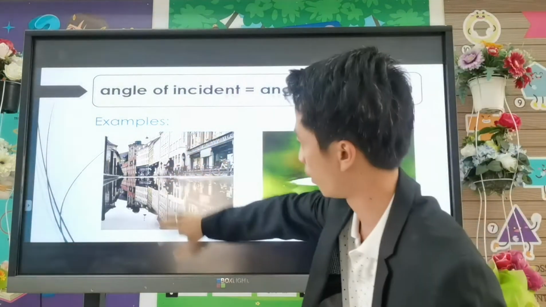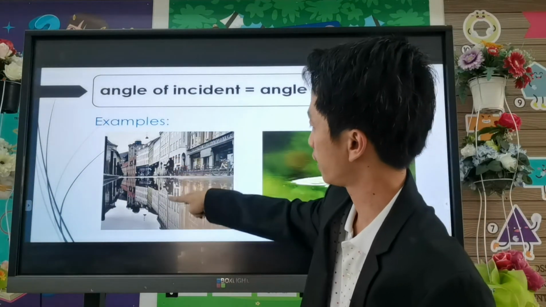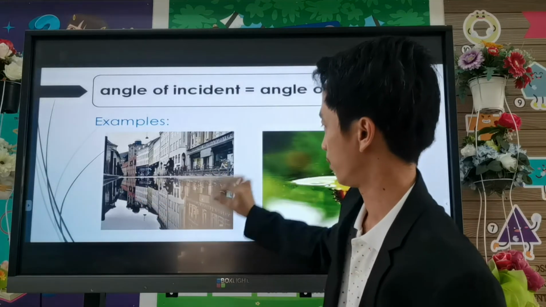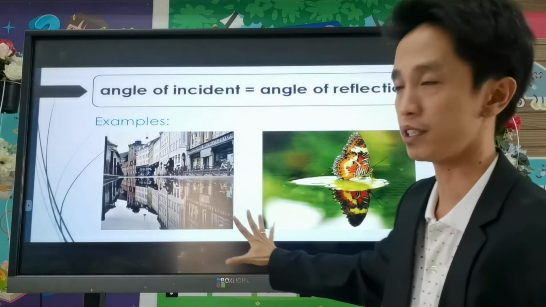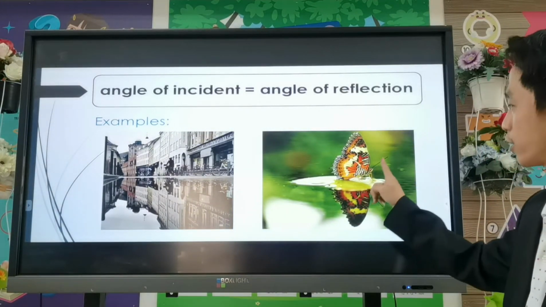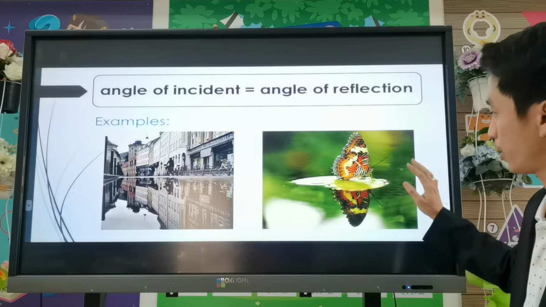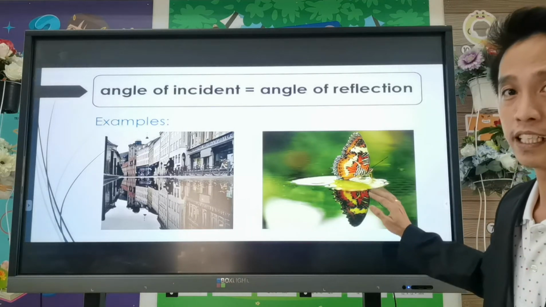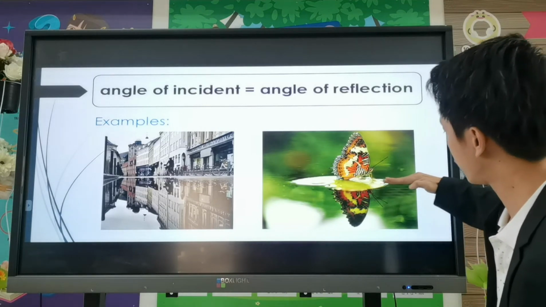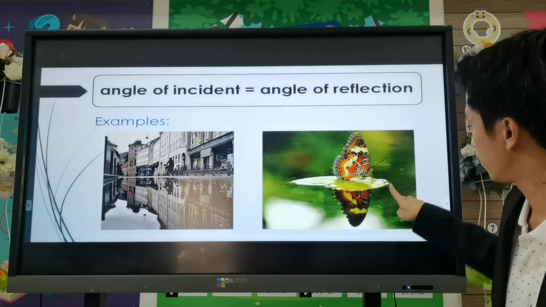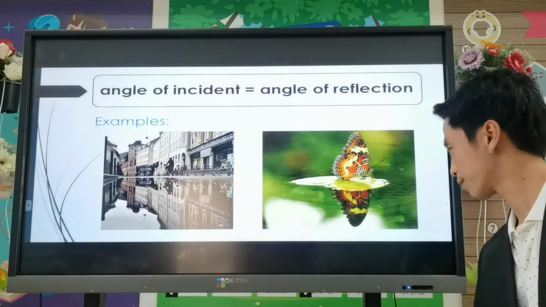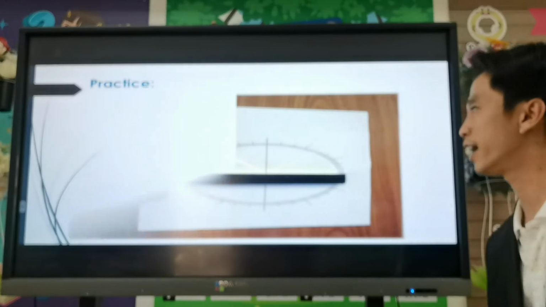So example number 1, you can see the height is almost the same. Everybody looks the same. The angle of reflection is almost the same. And this a bit closer, the butterfly. The butterfly is floating on the river, or on the water. The angle is almost the same. Look at this. Here's the normal, here's the angle of reflection, this is the angle of incident.